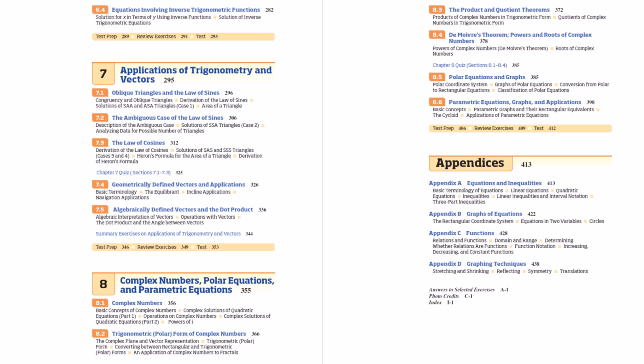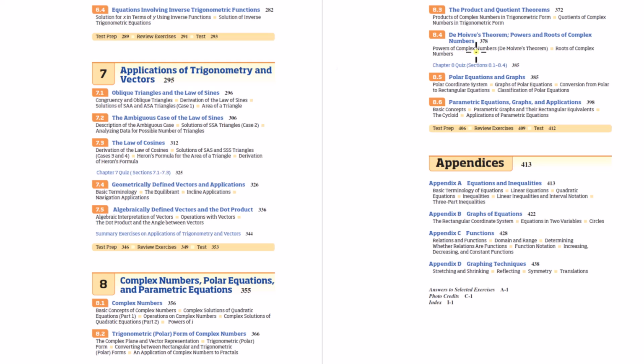Okay, we're continuing with Chapter 8 in the trigonometry textbook. Right now we're learning about complex numbers. In this video, we're going to go through the last section of Chapter 8 on complex numbers, where we're going to learn how to find powers and roots of complex numbers.